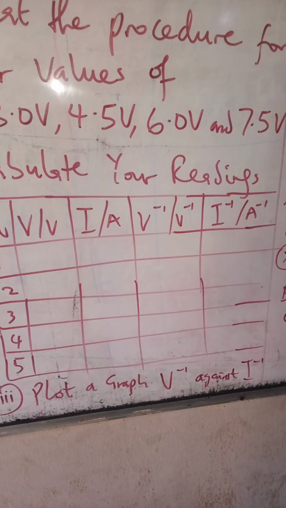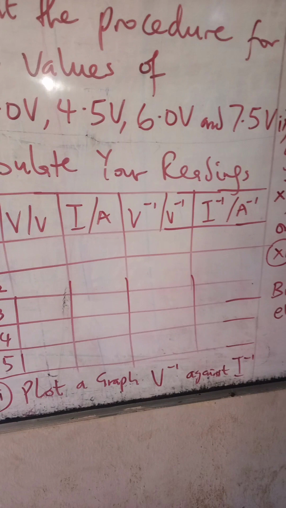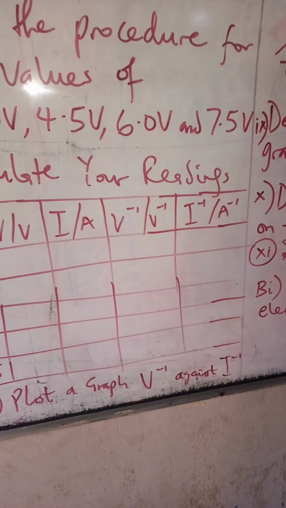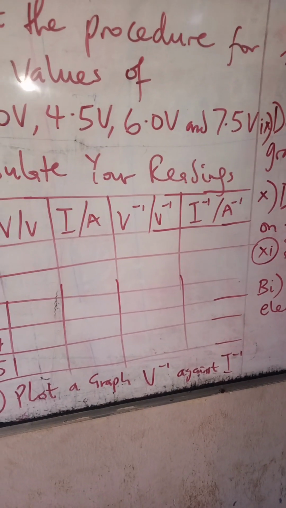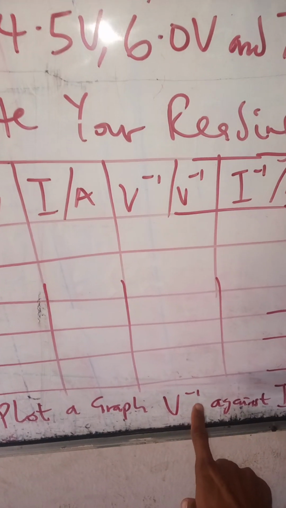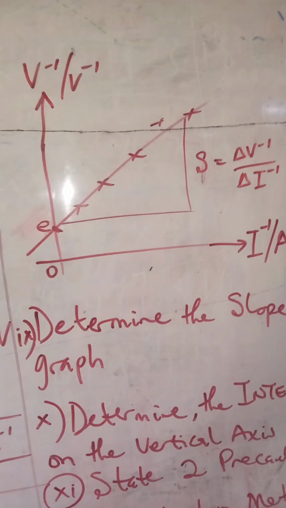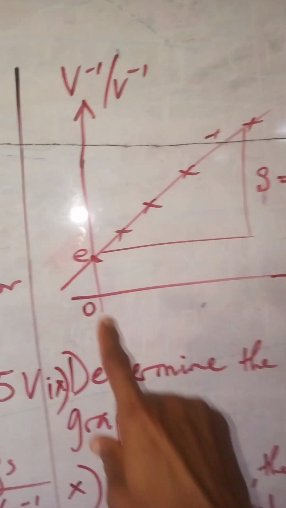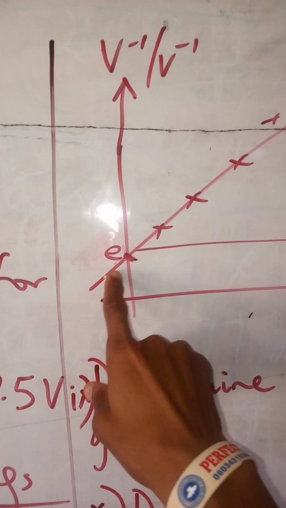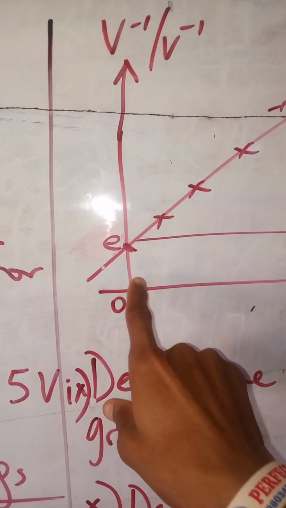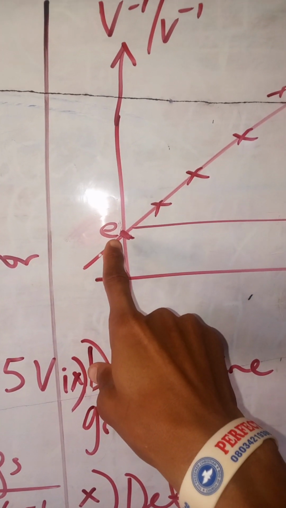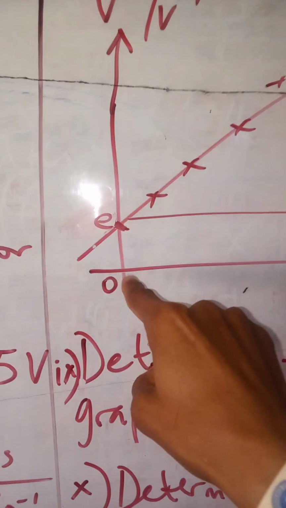You have to plot a graph of V inverse on the vertical axis against I inverse on the horizontal axis. The first parameter mentioned will always be on the vertical axis. The second is on the horizontal axis, except otherwise stated. In this practical, the graph will have an intercept. It's expected that you have an intercept E on the vertical axis. The intercept is denoted with the letter E, and it is to be on the vertical axis, not on the horizontal.